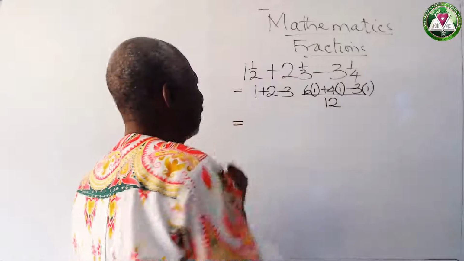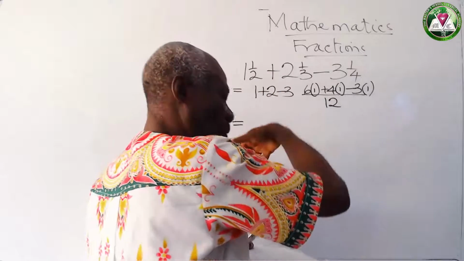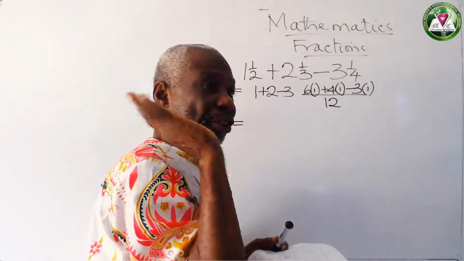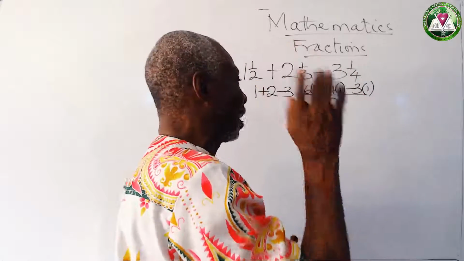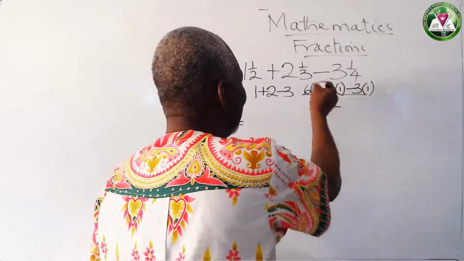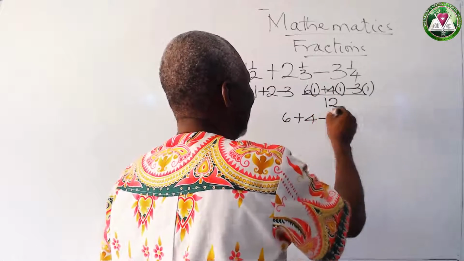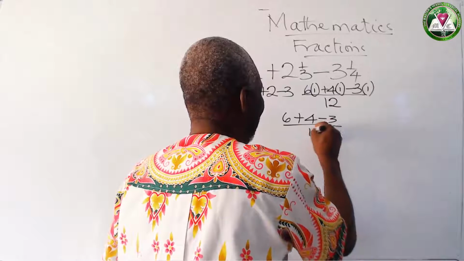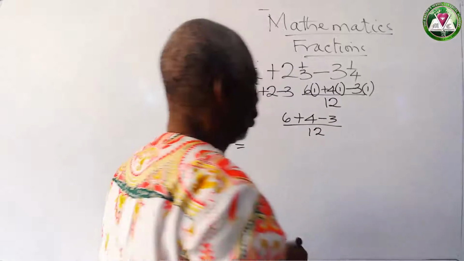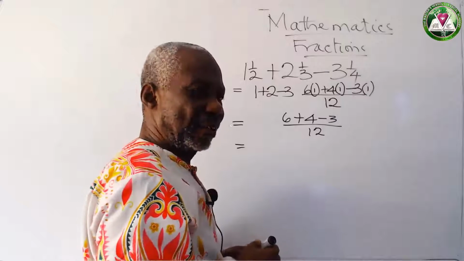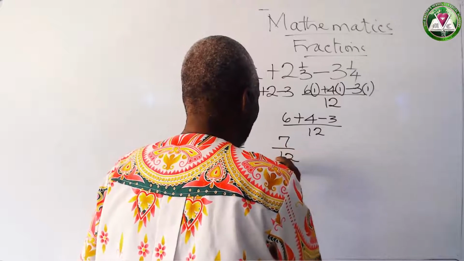At the stage of simplification, we now have 1 plus 2 minus 3. So that goes. No whole number remains in that fraction. So we are now on the proper fraction aspect. The whole numbers are gone. Then there we have 6 times 1, 6, plus 4 times 1, 4, minus 3 times 1, 3. Everything divided by 12. And that is giving us 10 minus 3. And that will give us 7 remaining. And that will give us 7 all over 12.